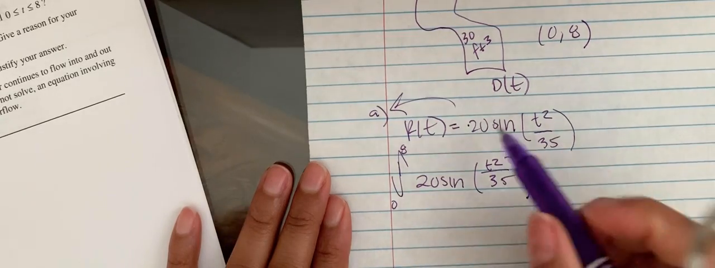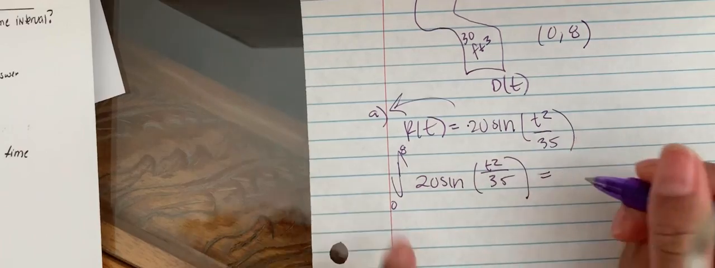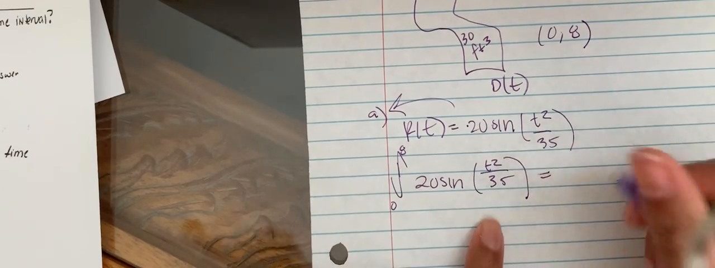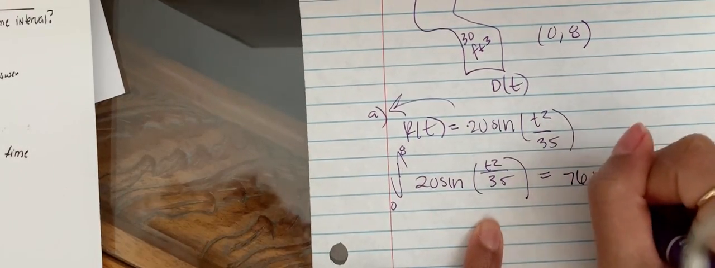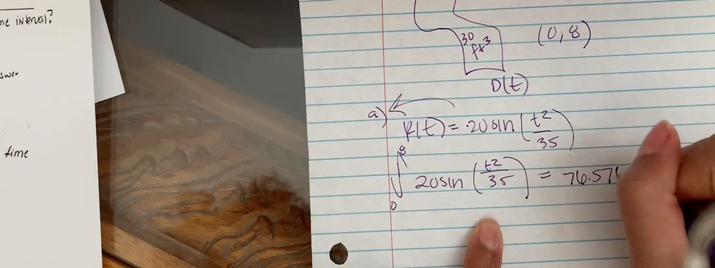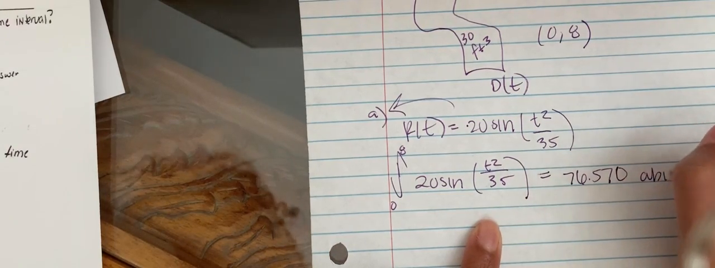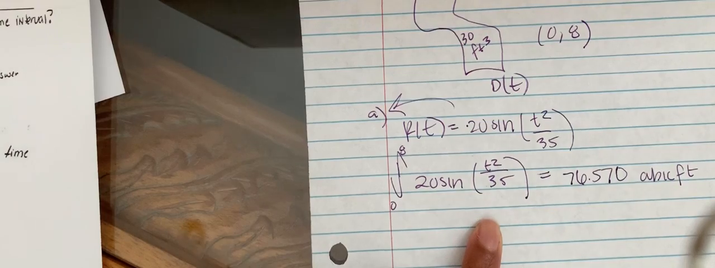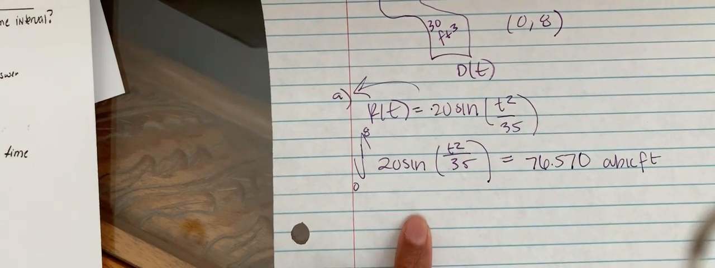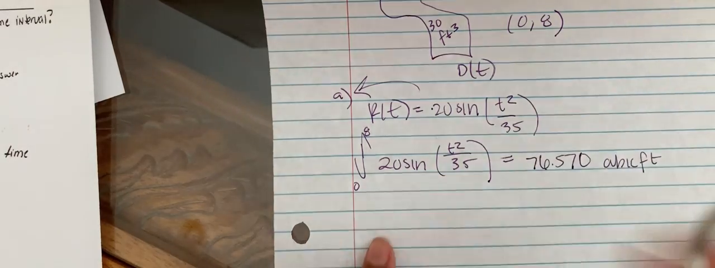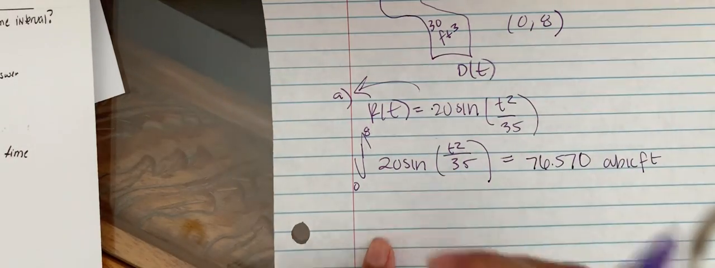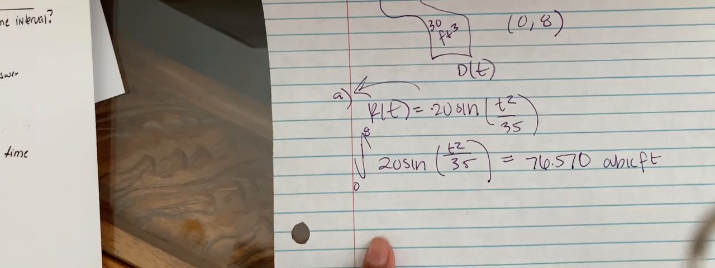So the actual answer for this one, if you were to integrate from 0 to 8 hours, would be 76.570 cubic feet. Okay, so that means in total, that's the total amount of water that just went into the pipe. That's how much the rain is just flowing in.